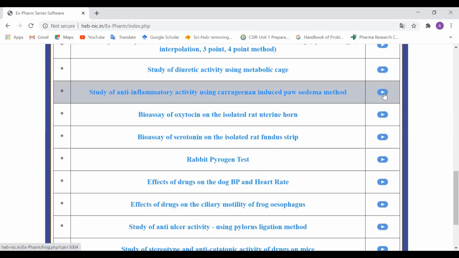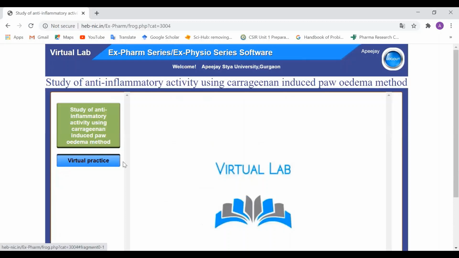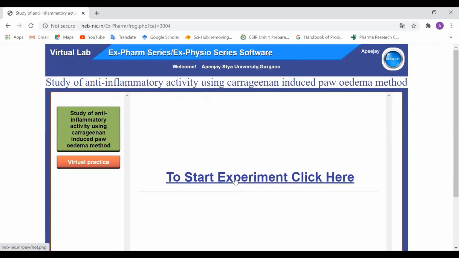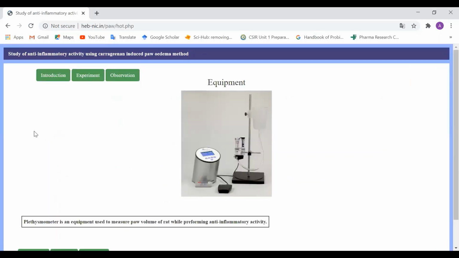So what you have to do, you have to click this video icon button. Next, click on virtual practice and click here. So first in introduction, you can see the equipment used to study the anti-inflammatory activity using carrageenan-induced paw edema method.